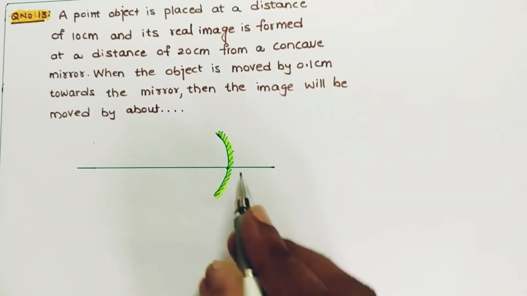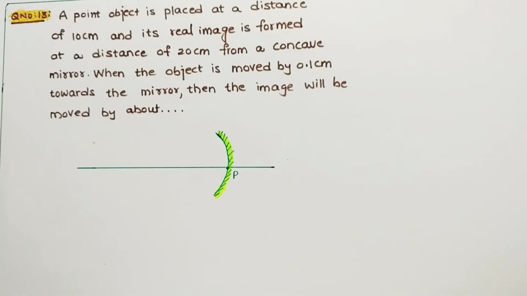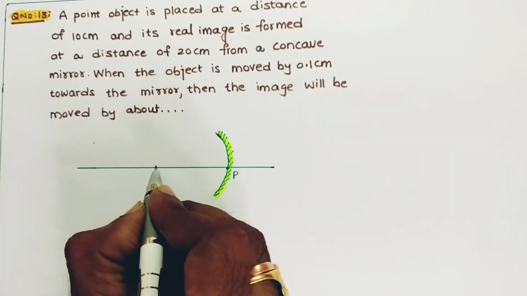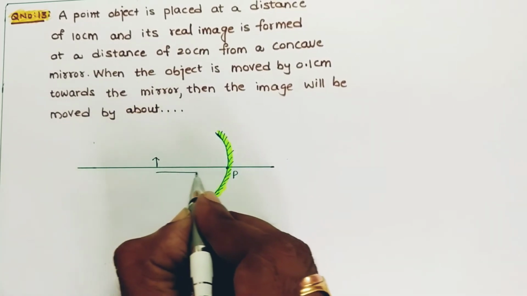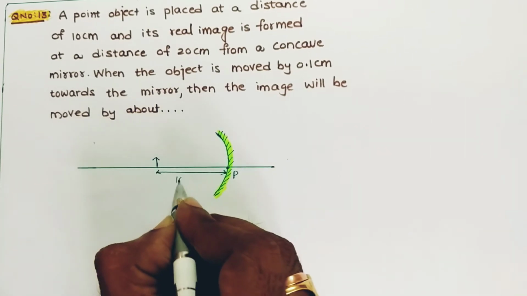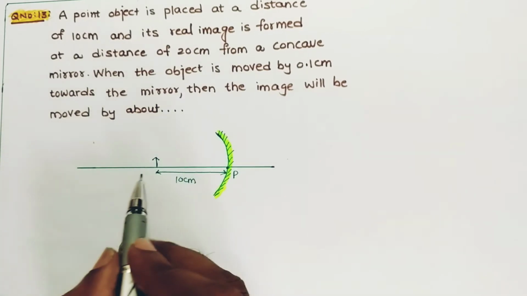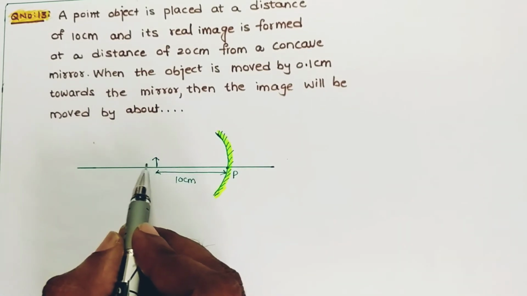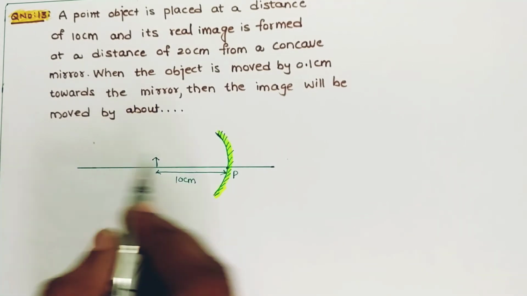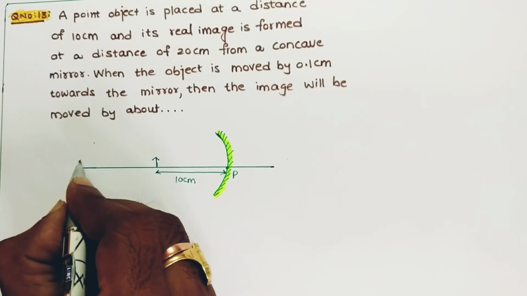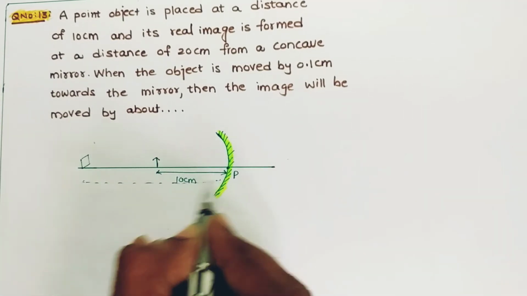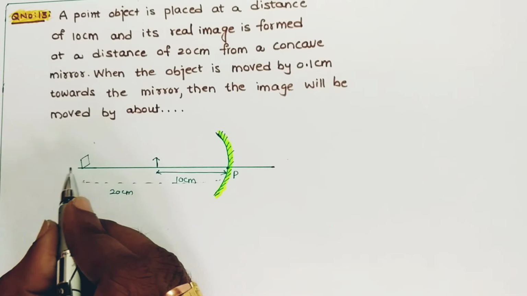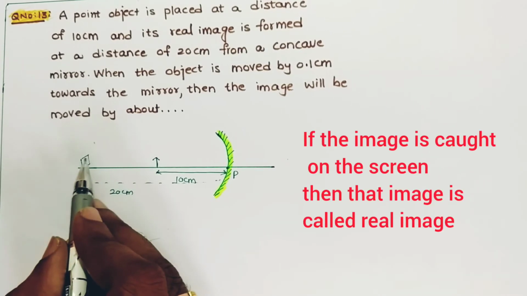So this is the concave mirror, and this is the pole of the concave mirror, and the object is placed at 10 cm from the mirror. So this is the object, and the distance between the object and the mirror is 10 centimeters. Then we get the real image of this object at 20 centimeters from the mirror. So the image is formed here, and the image distance is 20 centimeters. It is a real image, meaning the image can be caught on a screen.